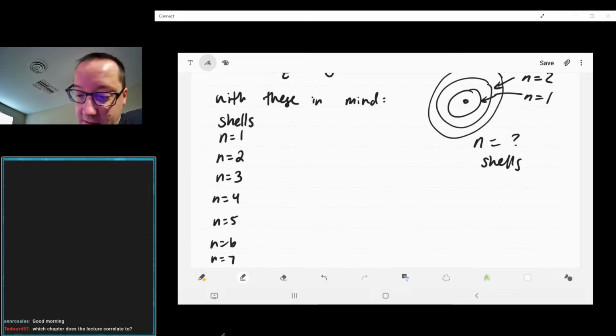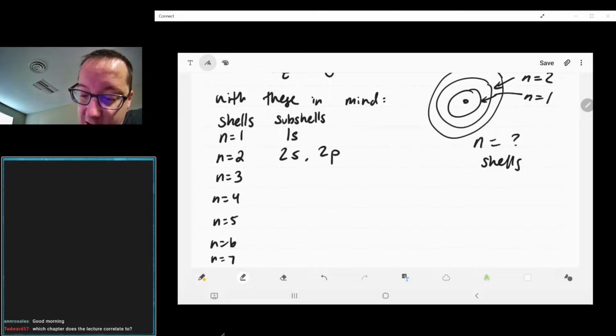So we're going to see that the subshells within the n equals 1 shell will only be an s orbital. And we call that orbital 1s to indicate that it's in the first shell. All right. If we look at the second shell, we're going to have a 2s as well as a p orbital.